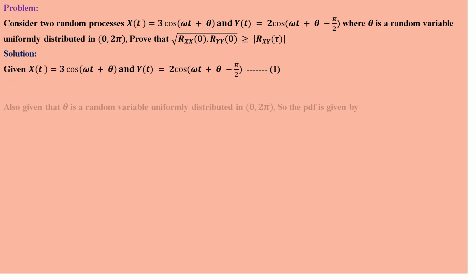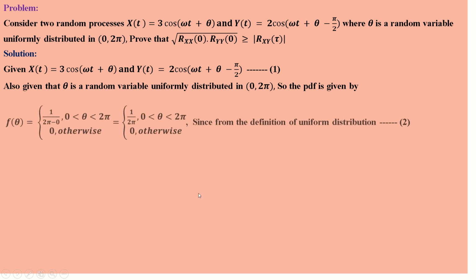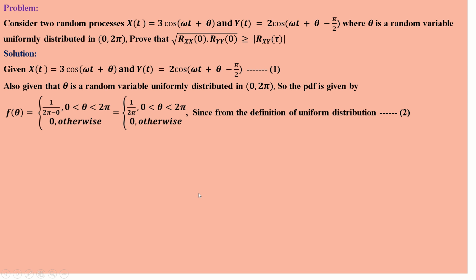Given that x of t is equal to 3 cos(ωt + θ) and y of t is equal to 2 cos(ωt + θ − π/2). Take it as equation number 1. Also given that θ is a random variable uniformly distributed in (0, 2π). So the PDF f of θ is equal to 1 by (2π − 0), where θ lies between 0 and 2π, 0 otherwise, which is 1 by 2π.